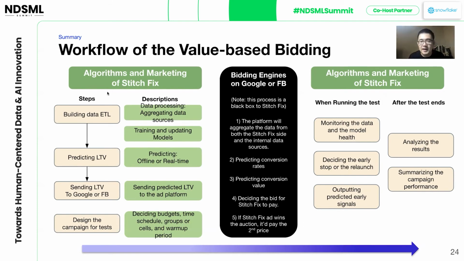Like you see on the left, we need to build a data ETL to get the data from our website, or from our app, or from our database, to clean the data, aggregate the data, and train the model for customer value. And then we send this value and the customer information, basically the unique ID of our customers, to Facebook and Google.